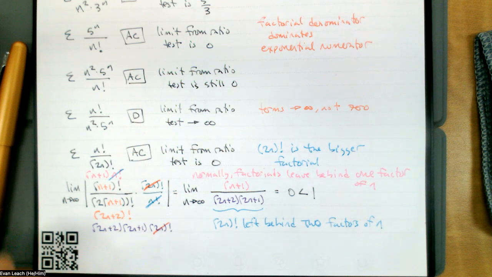Tomorrow, we'll look in a little more detail about this n factorial and this 2n factorial. It's going to feel super contrived, but 2n factorial is a thing that actually happens, so we must be prepared for it.